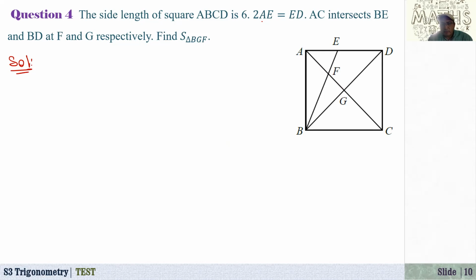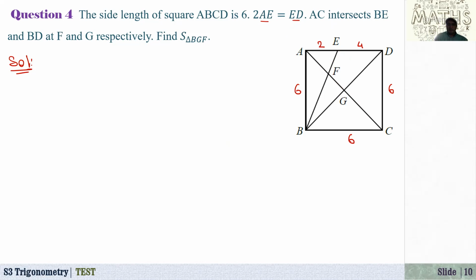Okay, and 2 times AE is equal to ED. And since the side length of this square is 6, let's say it is 6, it is 6, it is 6. So 2 times AE is equal to ED, right? So AE should be equal to 2. Then 2 times 2, this ED must be equal to 4.